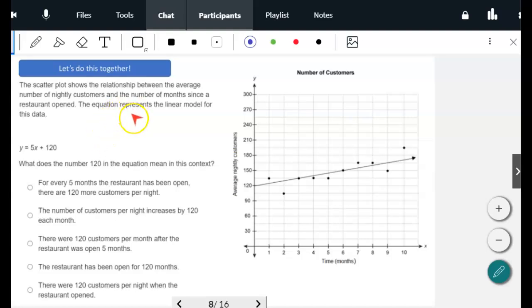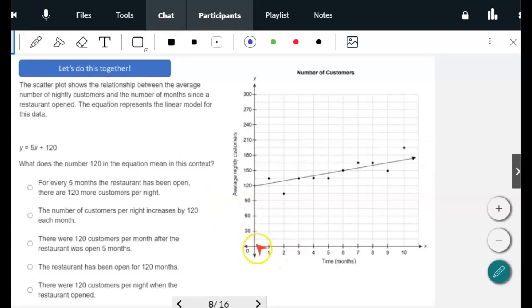So it says the equation represents the linear model for this data. So they've actually given us the equation. What does the number 120 in the equation mean in this context? Is it for every 5 months the restaurant has been open, there are 120 more customers per night?